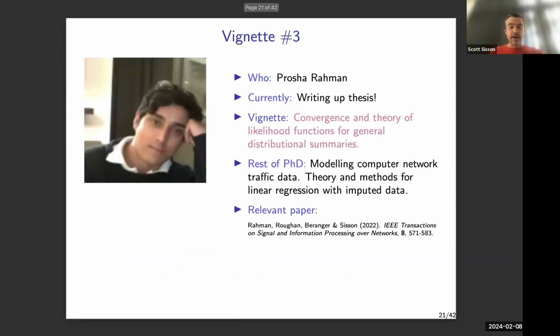Okay, vignette 3. Now Prussia hates coding. He hates simulations, and he loves hard maths, which is great. So his main focus has been on the mathematical and statistical properties of this likelihood.